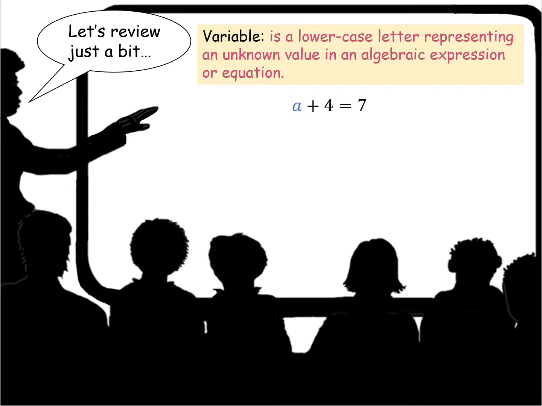For example, a plus 4 equals 7. a is your variable. 2x squared plus 5y equals 48. x and y are your variables. You can have more than one variable in an expression or an equation. 225 equals 48 minus 2d. d is a variable. Now these are all equations.